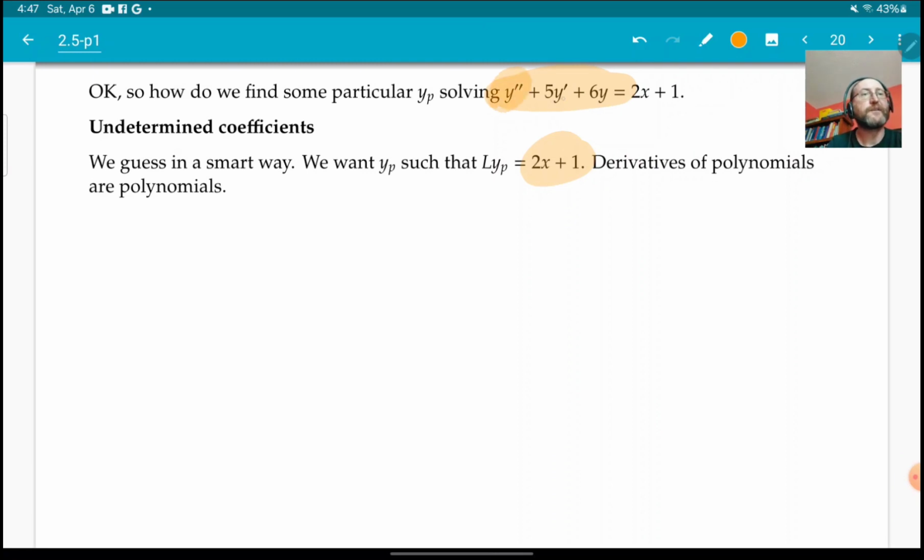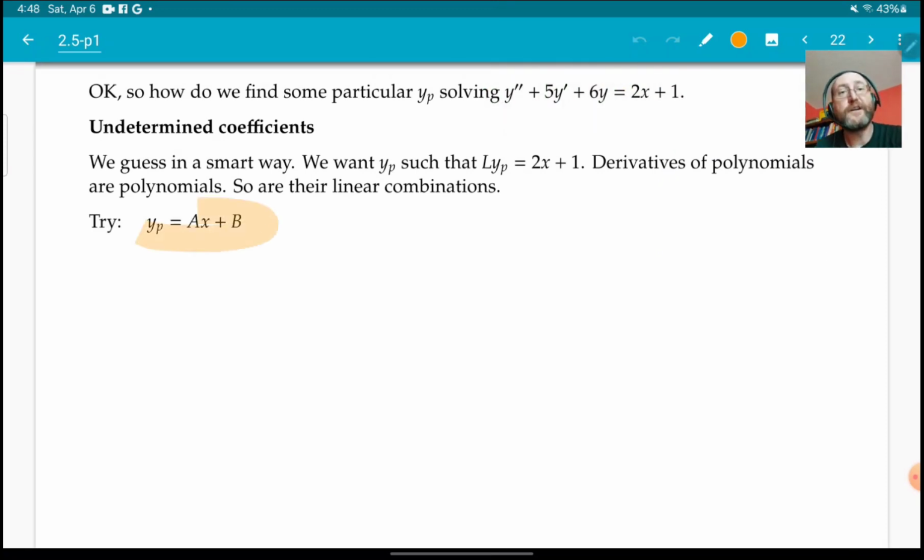So if derivatives of polynomials are polynomials, and if I look at this thing, I'm getting a second derivative plus 5 times the first derivative plus 6 times just the function itself. So I'm taking some linear combination of the function and its derivative. Linear combinations of polynomials are polynomials, and also the degree doesn't grow. So if I want a polynomial of degree 1 here, what I could try is a polynomial of degree 1 in the left-hand side. That's going to give me some polynomial of degree 1 on the right-hand side. But I don't know which one. So we're going to try this ansatz.